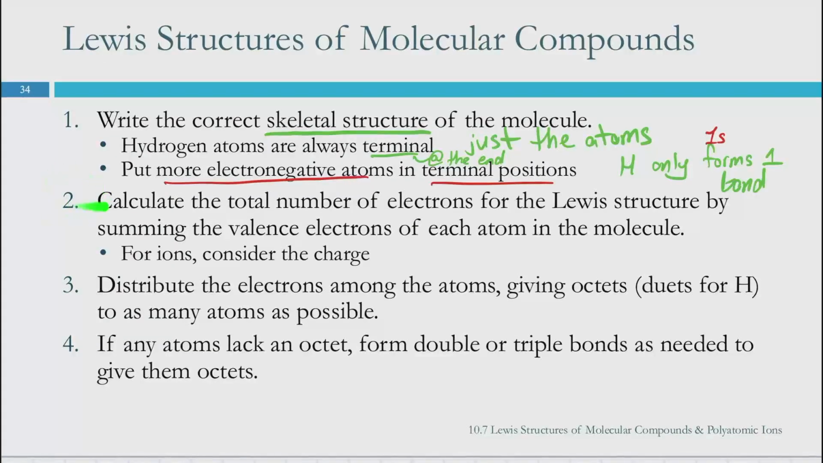The second step, we want to calculate the total number of valence electrons. So we're going to add up all the valence electrons.